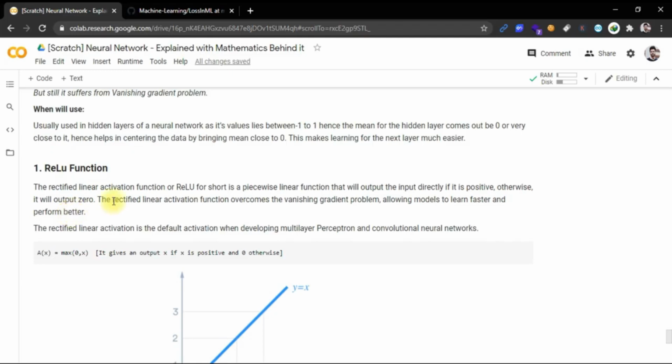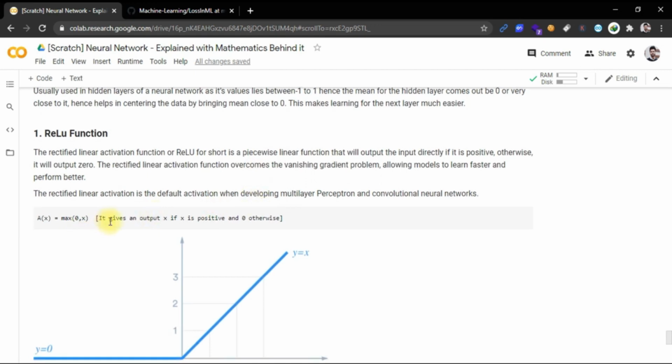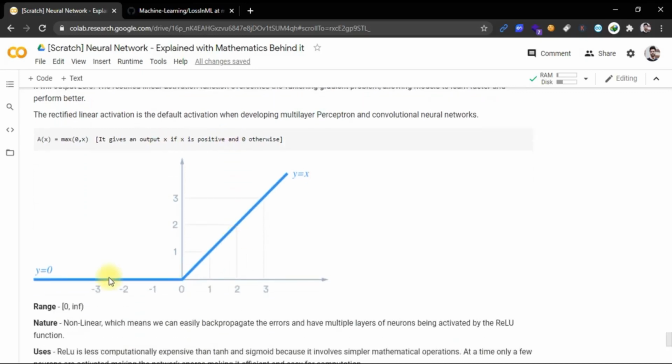The rectified linear activation function overcomes the vanishing gradient problem, allowing models to learn faster and perform better. It is the default activation when developing multi-layer perceptrons and convolutional neural networks. As you can see here, it gives the output x if x is positive, otherwise 0. Simple. If it is a positive value, it will give that number.